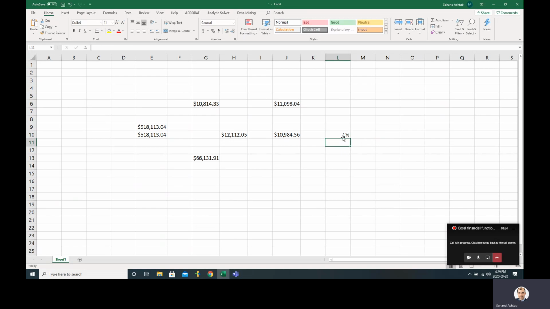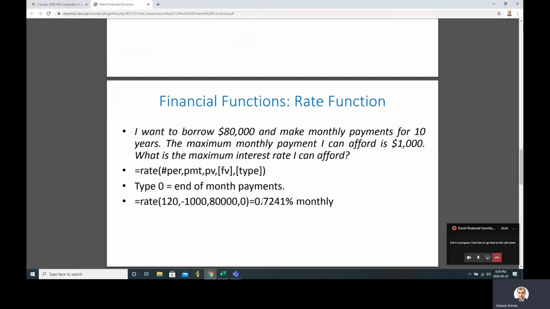And we get 1%, which is actually different from what we find in the PowerPoint slides, which is 0.7241%. Now this percentage is going to be monthly because we are doing monthly calculations. The time unit in these arguments is monthly: 120 months or payments, $1,000 monthly payment. We are borrowing 80,000 and making payments at the end of the month. So the rate we are receiving is monthly.